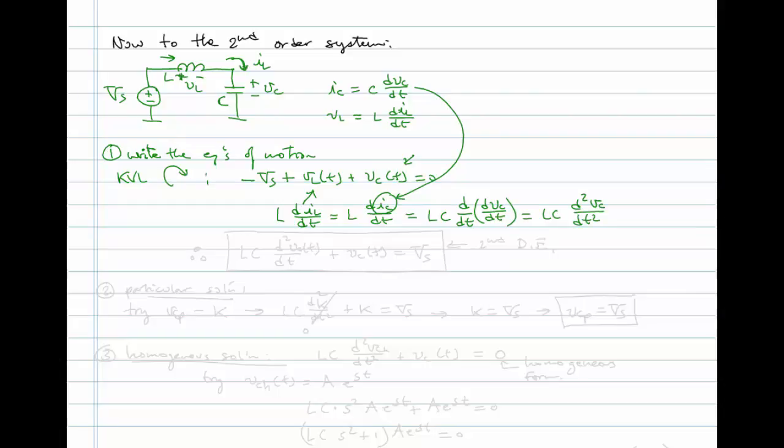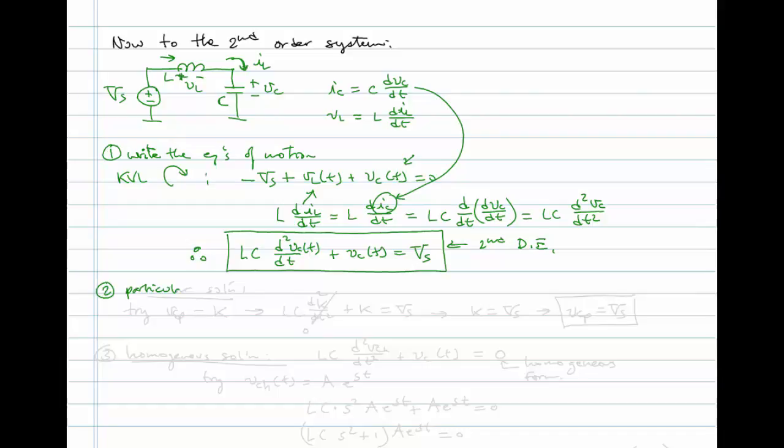So therefore, let me write our final differential equation. We have LC, second derivative with respect to time of the capacitor voltage, plus Vc is equal to Vs. This is our second order differential equation. Once again, we want to try to find the particular and then the homogeneous solution.